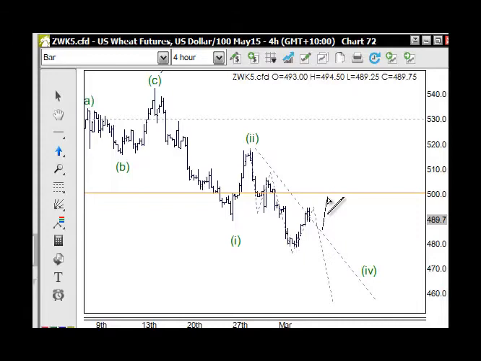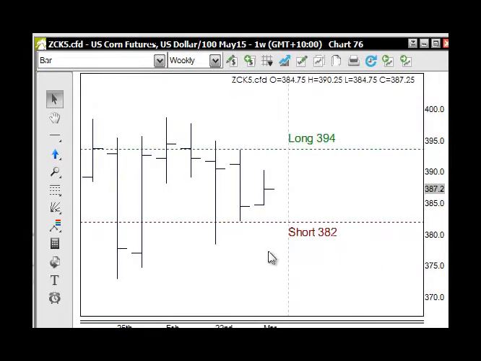So it may not even come back this high here. Okay, yeah, anyway, that's all good there, on track there. The corn market, we're still not triggered in long or short. We've got a short at 382 here on this low here, and a long on 394 here.